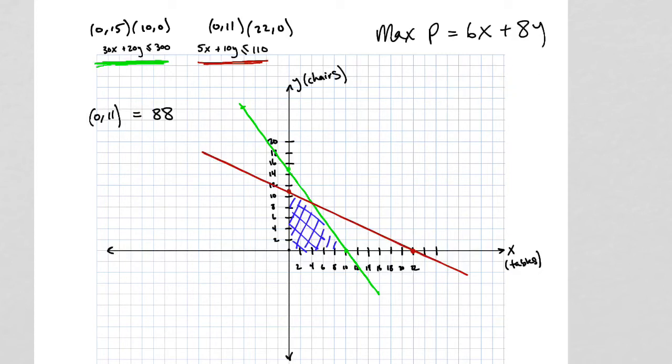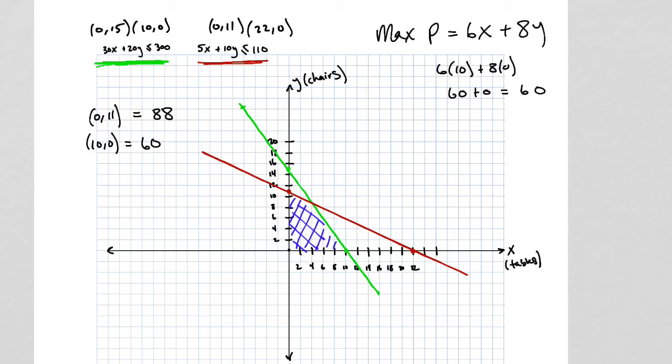Okay, let's do another test point. Let's do this one over here. This here is 10, 0. It's this test point here, 10, 0. So 6 times 10 plus 8 times 0. That's 60 plus 0, which equals 60. So 10, 0 equals 60.